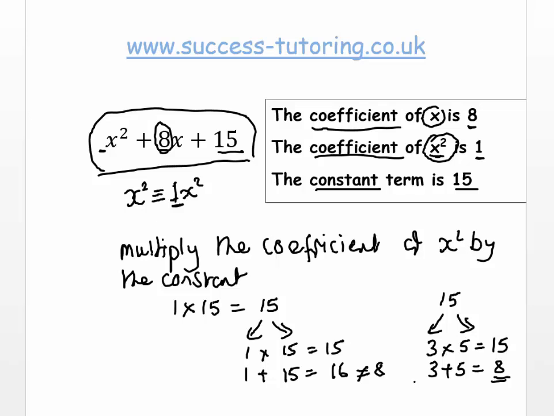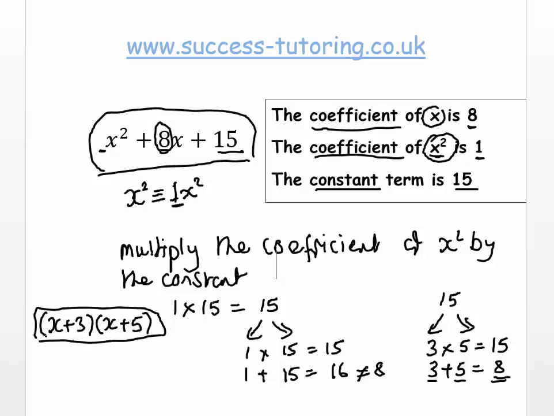So what have we just found? We've just found the numbers 3 and 5 that are going to go back into the original brackets. I'm just going to open some brackets like this. I'm going to put x plus positive 3 and x plus positive 5. And that's my answer. Straightforward, nice and easy.